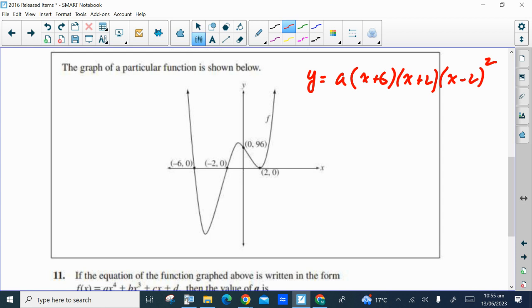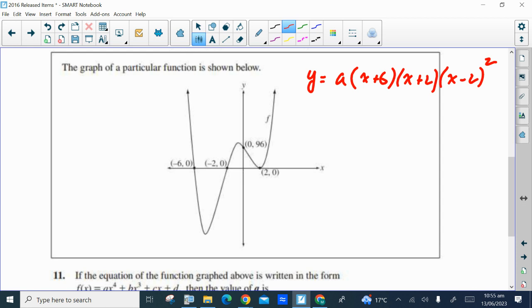Remember, the number of x-intercepts is tied to the degree. The number of x-intercepts as a maximum will equal the degree. It's possible to have fewer x-intercepts than the degree, but not more. So there's the equation in factored form.